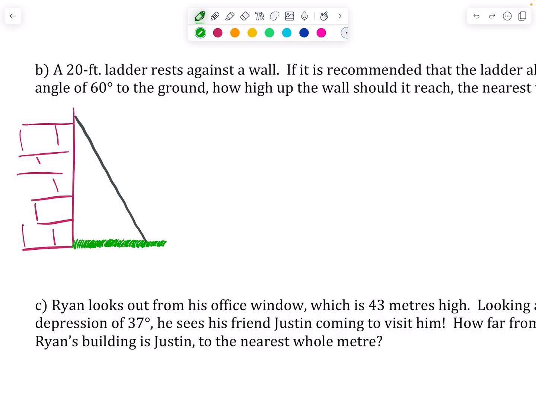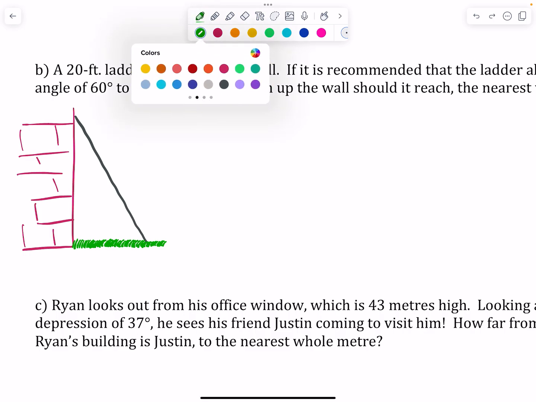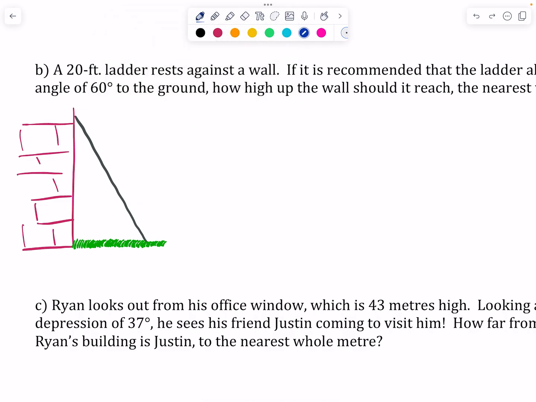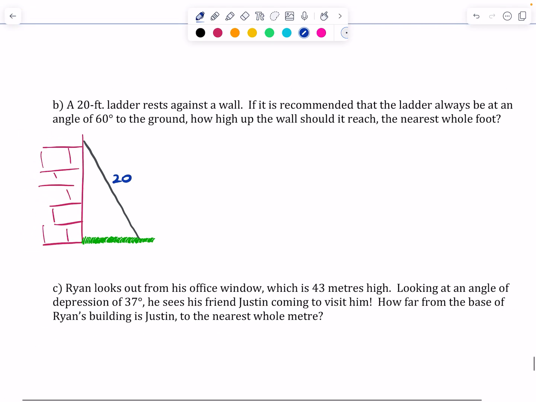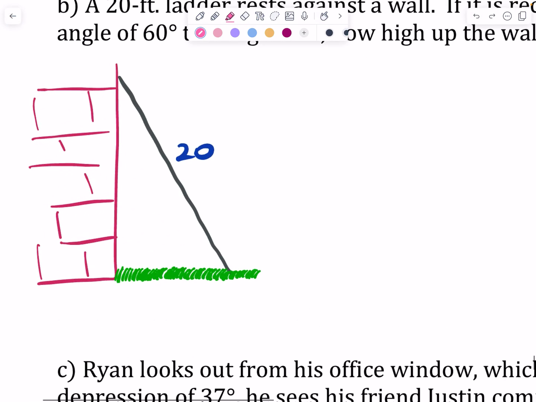For this triangle, the length of the ladder itself, let me switch to my blue, is 20 feet. And the ladder is at an angle of 60 degrees to the ground. So it's not this angle we're drawing, that's the angle between the ladder and the wall. Here's the ladder, here's the ground, so we're going to fill in our angle right there.